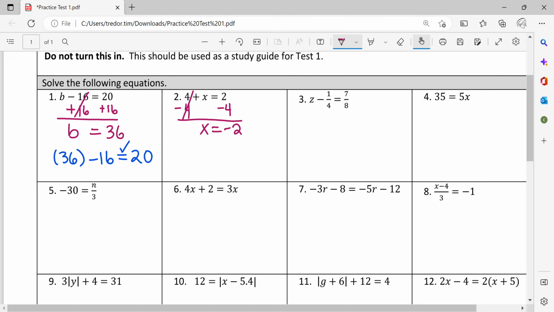Number 3, I've got z minus 1/4 equals 7/8. The way I can get z by itself is to add 1/4 to both sides. That gets rid of it on the left side of the equal sign. I'll have z equals 7/8 plus 1/4. In order to add fractions, we need common denominators.